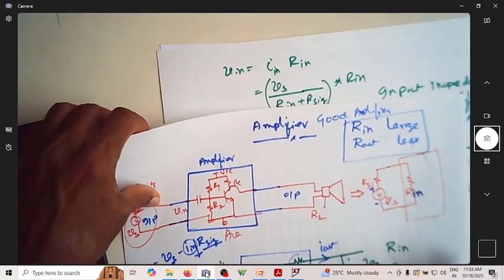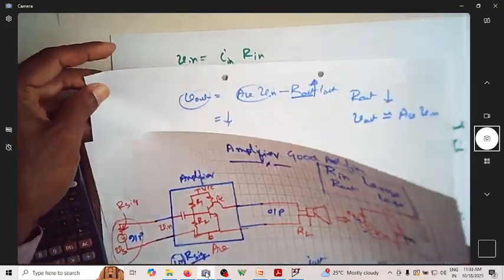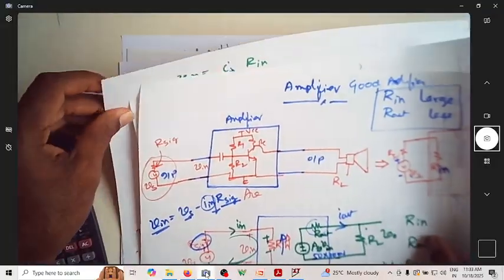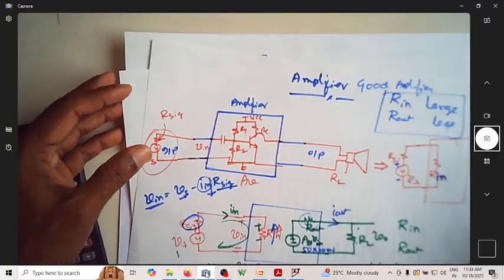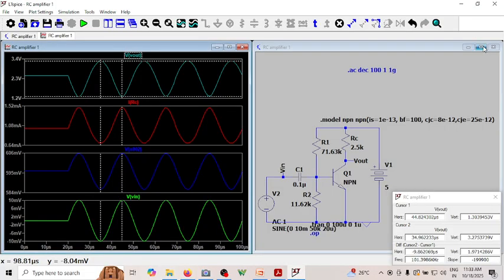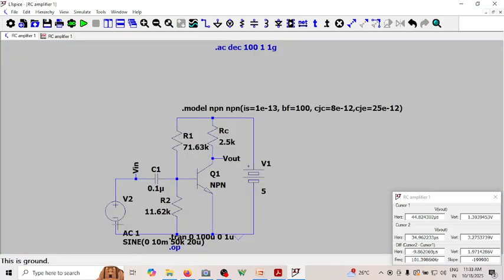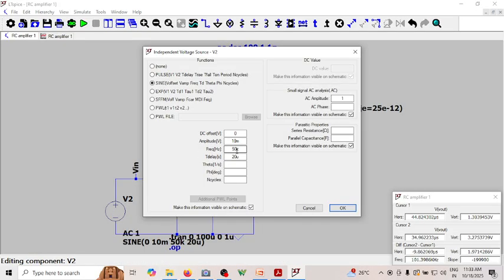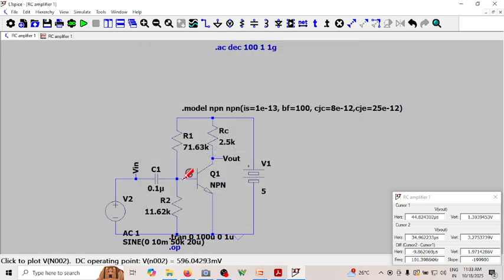This is for a good amplifier. So now let us see another important parameter. When we did the simulation last time, have you noticed that we used a frequency of 50 kilohertz? At 50 kilohertz, we had a gain of around 96.5. The question is, does this amplifier have the same gain for all frequencies? So let us see here.